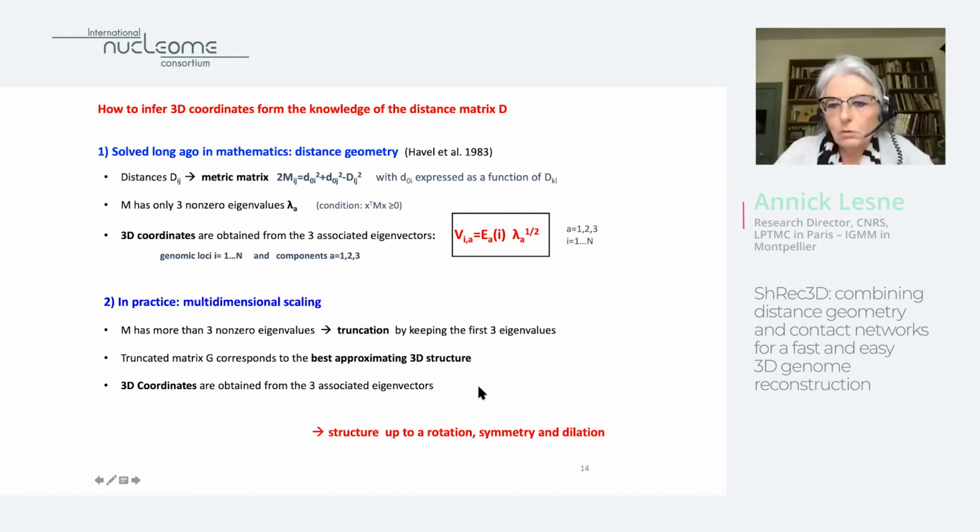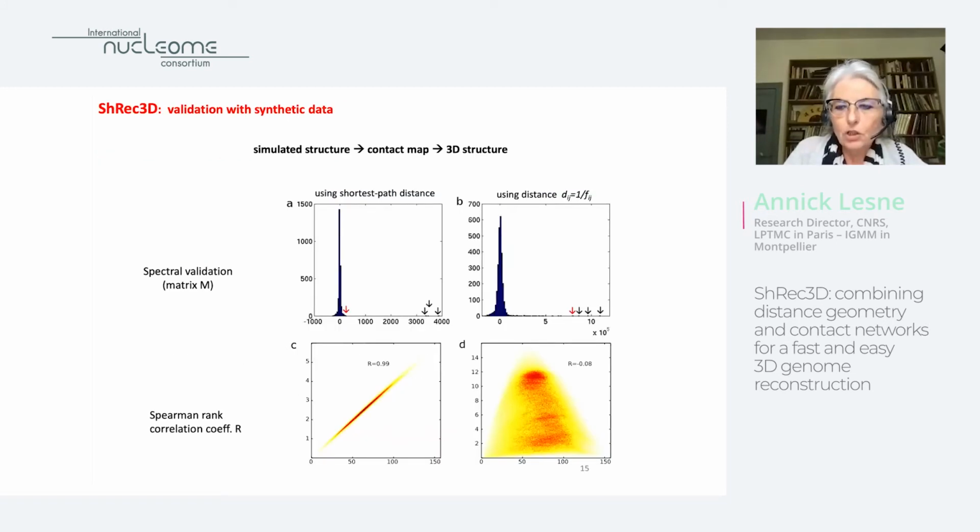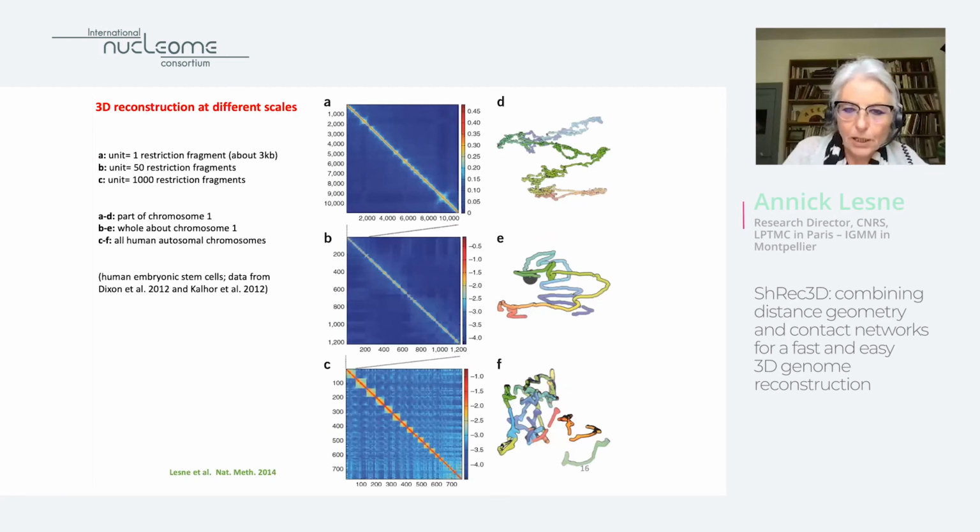So you will simply keep the largest three eigenvalues, lambda 1, lambda 2, lambda 3, consider the corresponding eigenvectors, which have as many components as you have loci in the genome, and you can compute the 3D coordinates of all the genomic loci simply from these eigenvectors. And then you get the structure up to a rotation, symmetry, and dilation. I will just show you, for instance, what you can get from that.